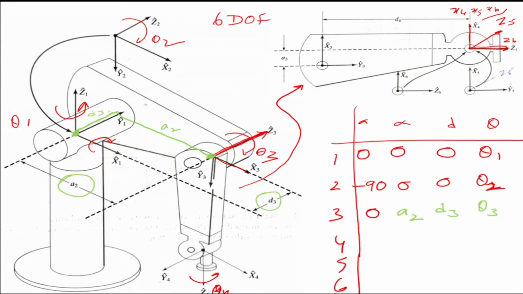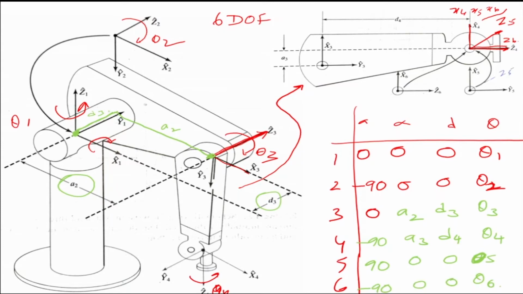And for the fourth one, we get minus 90, A3, D4, theta 4. And then we get 90, 0, 0, theta 5. The last one is minus 90, 0, 0, theta 6.